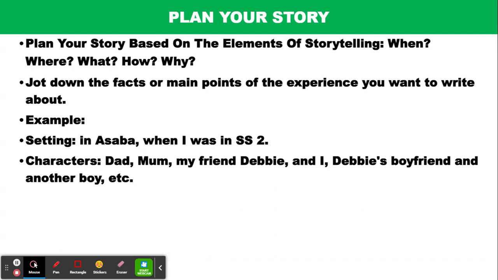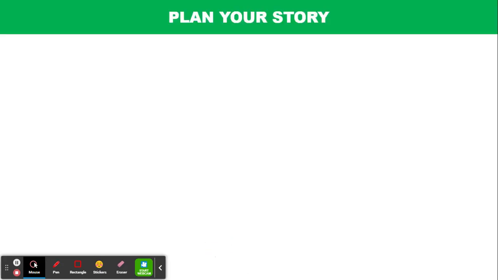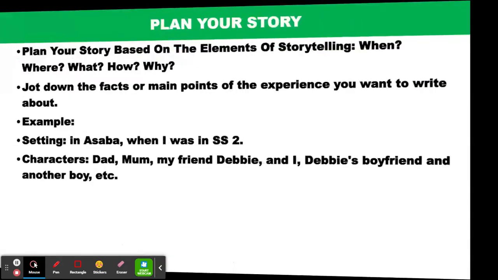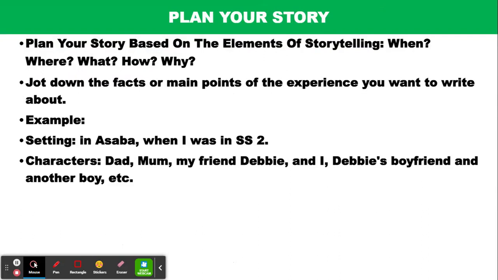Then the next is characters. That is about who. Who are the people in the story? All right, the story must be about people for it to be relatable and interesting. Now, characters in this kind of story could be dad, mom. Please, let's exhaust this before going to the next one. It could be about dad, mom, my friend Debbie and I, Debbie's boyfriend, and another boy, etc.